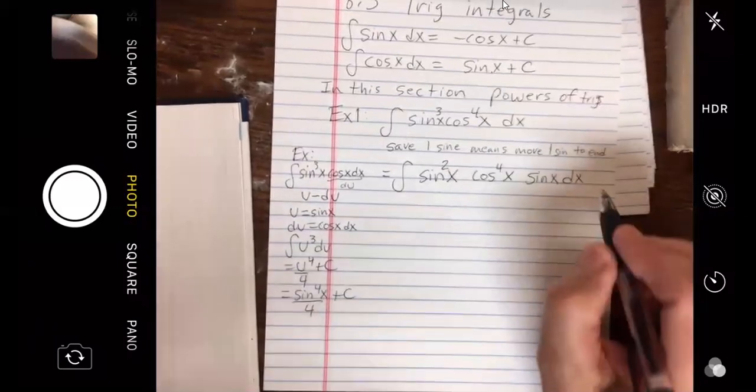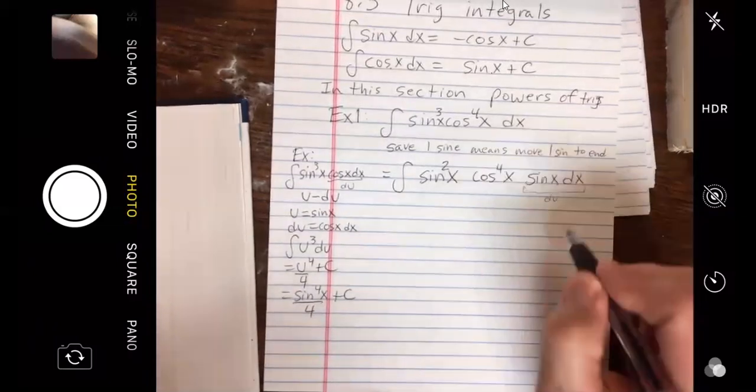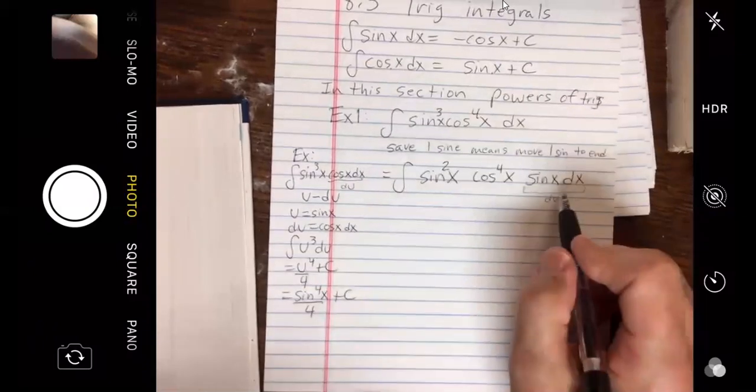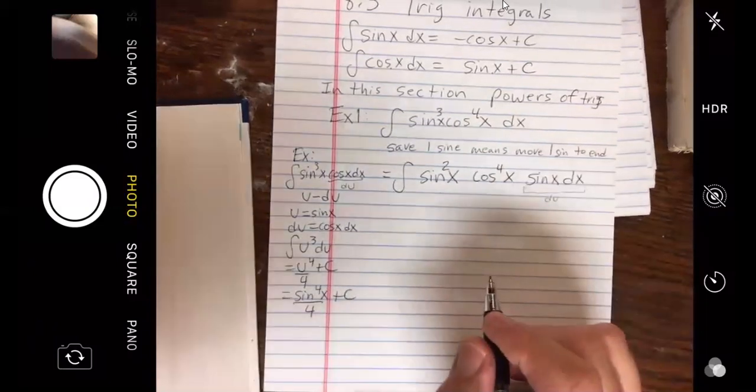The logic to this is that this is eventually going to form a du on a u to the n. We're eventually moving to a u to the n on this, but we've got to play these identities. So this is what save one sine means. Any questions about that?